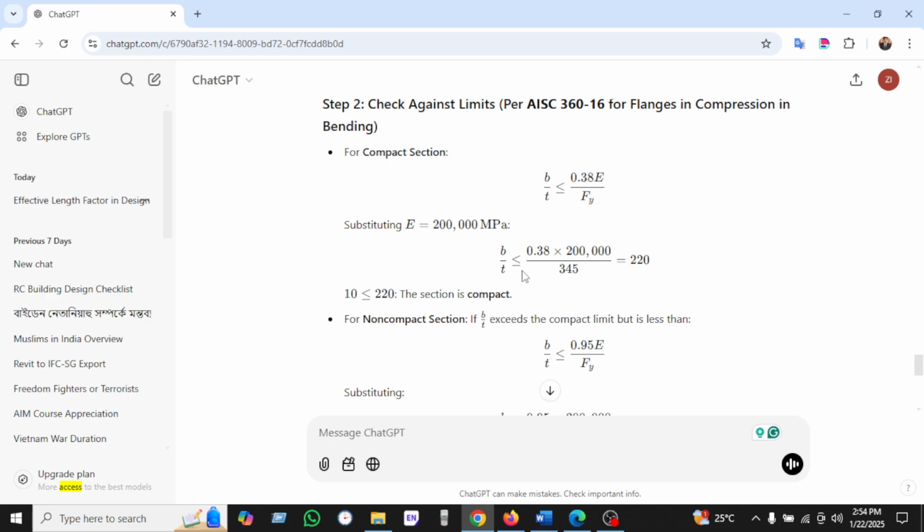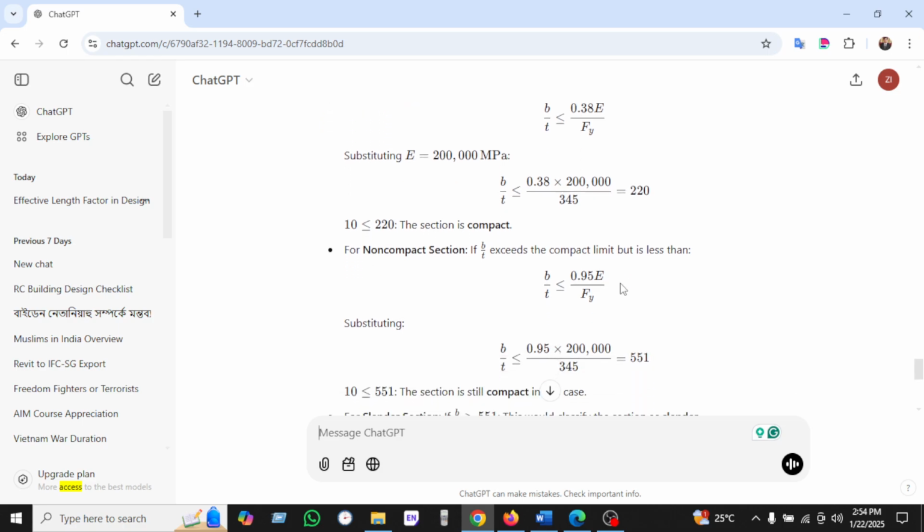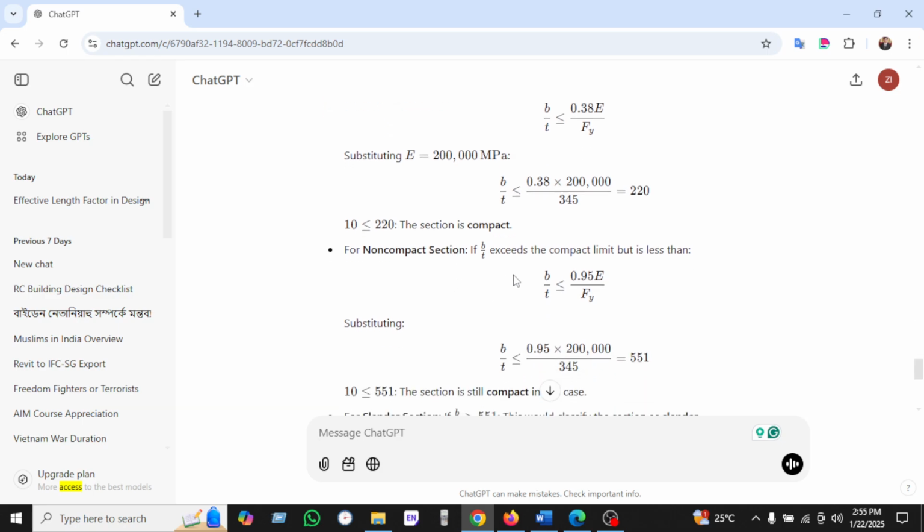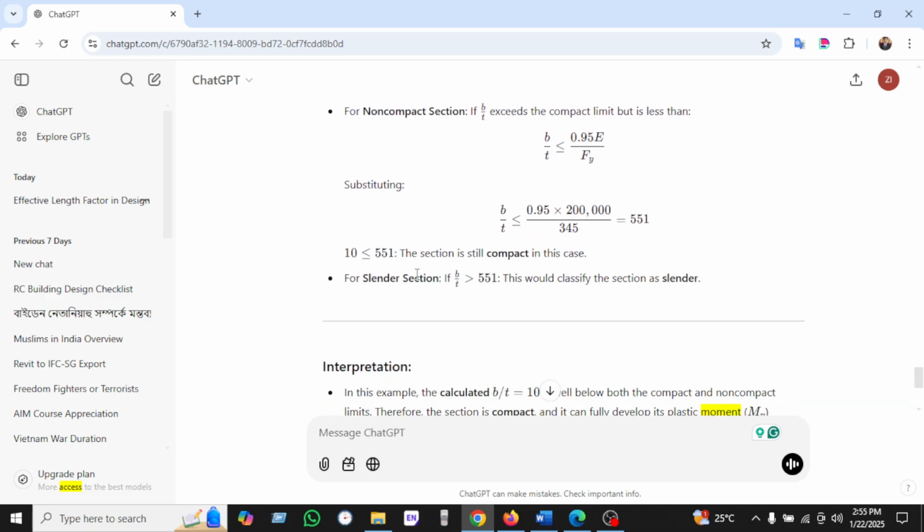0.38 E by Fy, and we have found 220. On the other hand, for a non-compact section, we are seeing the b by t is 10 and the limit is 220, which is compact. Another section we have been seeing here, 10 is less than 550, so the section is still compact.